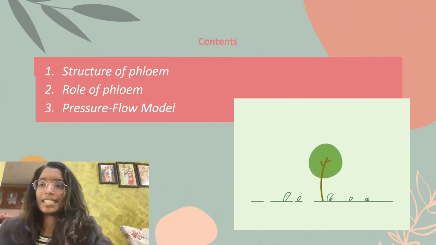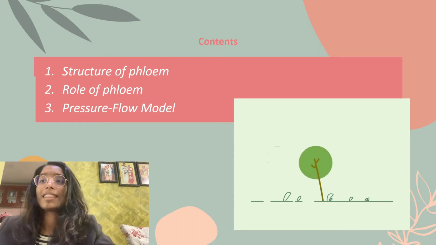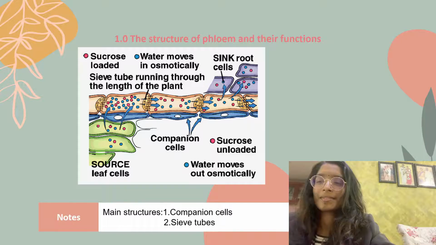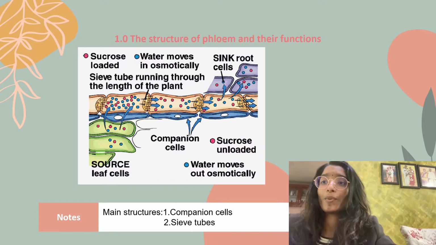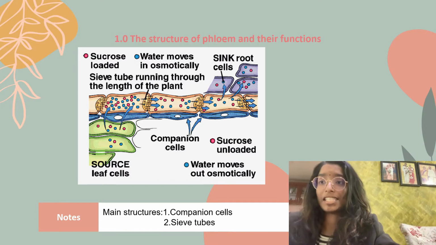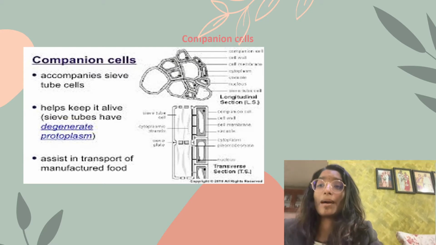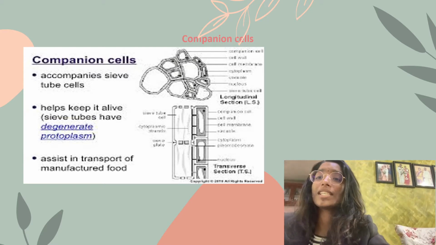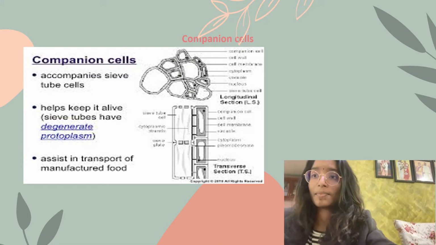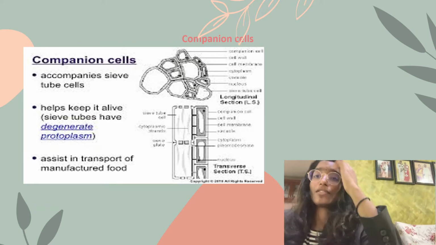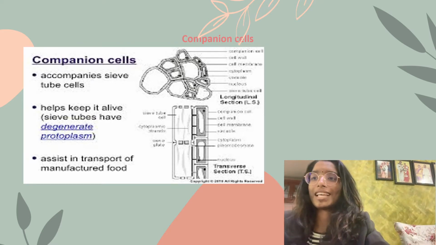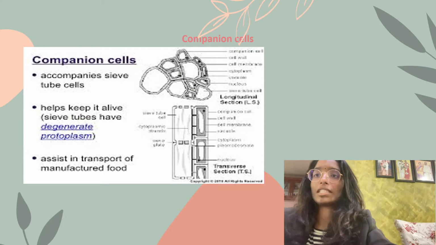In our slides, we will be presenting about the structures of phloem, the role of phloem, and the pressure flow model. The structures of phloem. There are two main structures in phloem, which are the companion cells and the sieve tube cells. The companion cells are called companion cells because they always accompany the sieve tube cells. It is always beside the sieve tube cells, and it is also called the sister cell for the sieve tube cells.